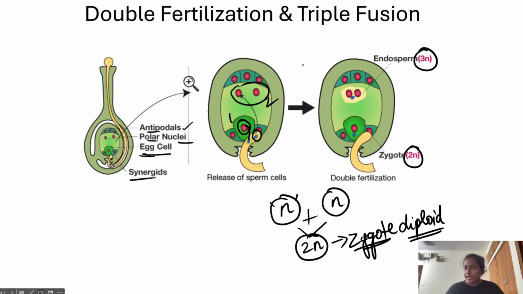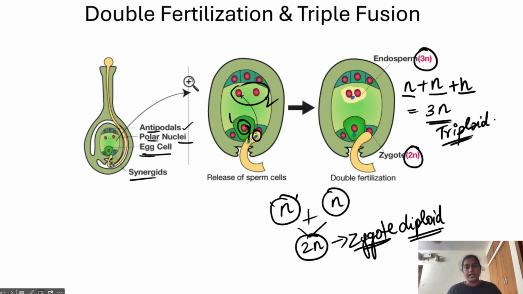In that case, why have they represented 3n? Three sets of chromosomes. Simple. Already the polar nuclei had two nuclei, n plus n. Another n is coming and joining, that is the n of the male gamete. n plus n plus n is 3n. That's why we call it triploid. That's why the name triple fusion also. So basically, one male gamete fuses with the egg cell to form the diploid zygote. Another male gamete fuses with the polar nuclei to form the triploid endosperm.